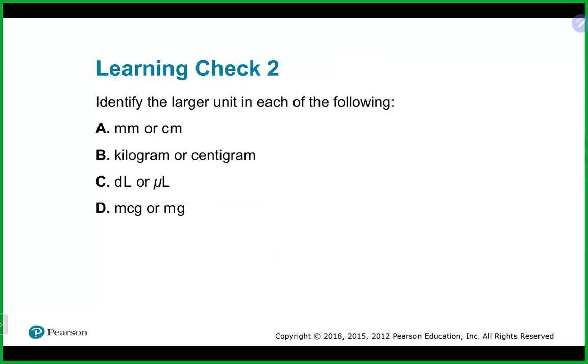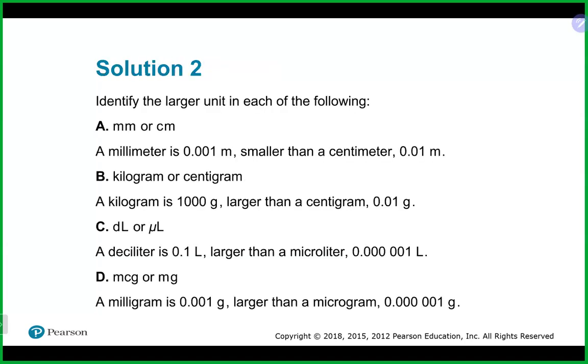All right, identify the larger unit in each of these. Millimeter or centimeter: centimeter. Kilogram, centigram: kilogram. Deciliter, microliter: deciliter. And micrograms or milligrams. I'm still getting used to seeing it written like that. Milligrams would be our larger one in each of those cases.